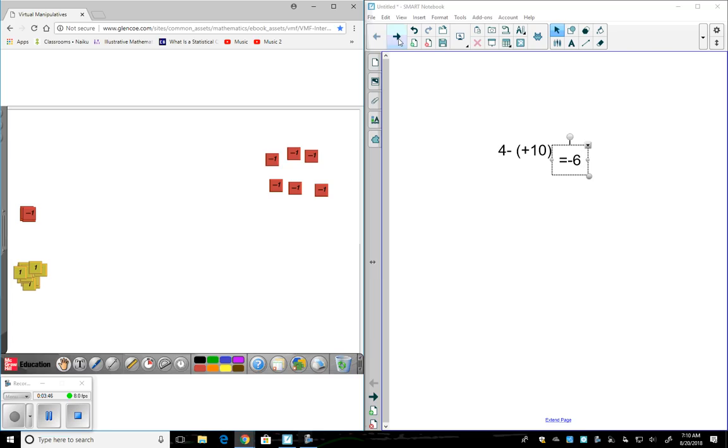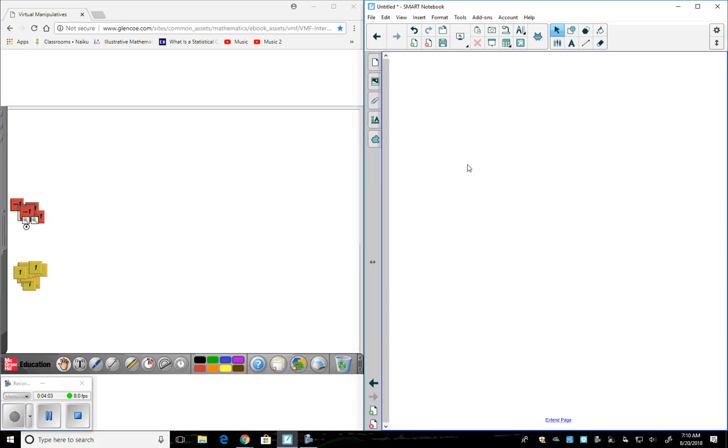Okay, so let's look at another example. I'm going to move all my counters to the side. Okay, my next example is x equals negative 9. Find x minus negative 4.